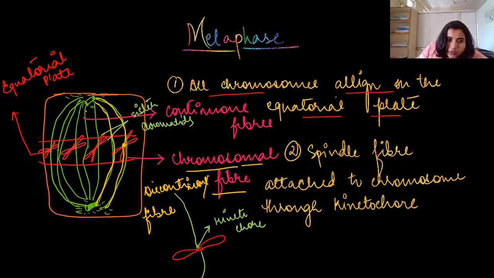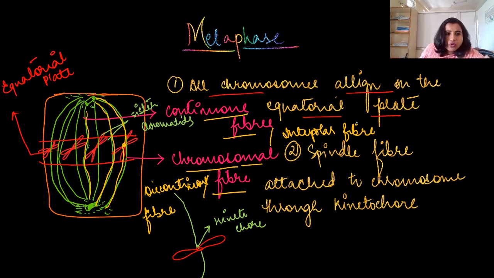But if you see this one, this is continuous, so we call it the continuous fiber, or we can also call it the interpolar fiber, because it is getting attached to the two poles. So this we call interpolar fibers, and this we call chromosomal fiber or discontinuous fiber. This will bring the chromosome to the center. So in metaphase, all the chromosomes get aligned at the center, and this is what we call the equatorial plane.